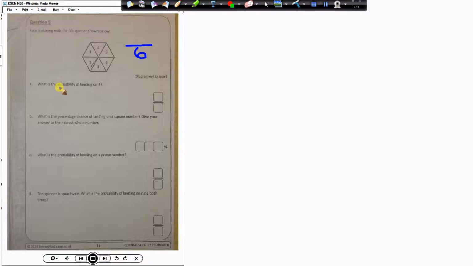What is the probability of landing on a 9? How many 9s do we have? 2. So we can say there's 2 out of 6. And when you give probability, we need to cancel it down. So divide that by 2, divide that by 2. That gives us a finished answer of 1/3. Lovely.